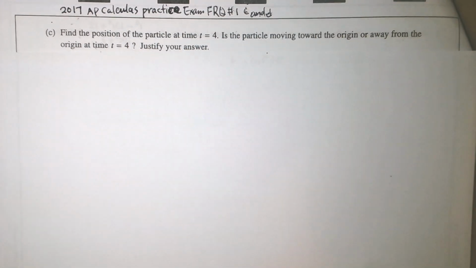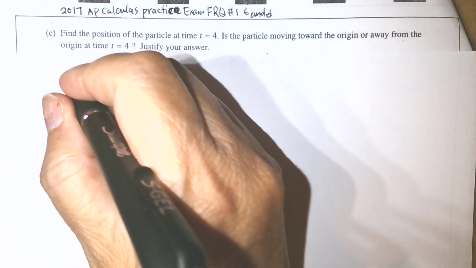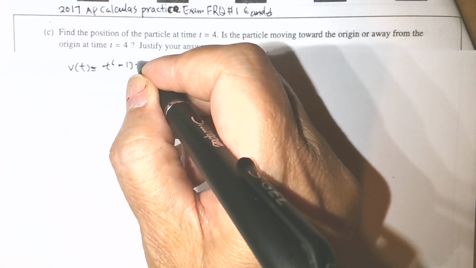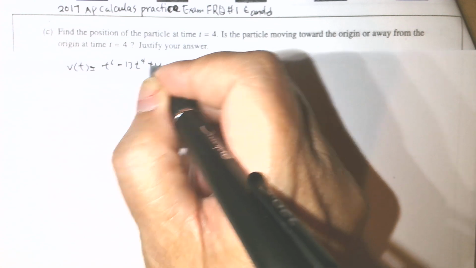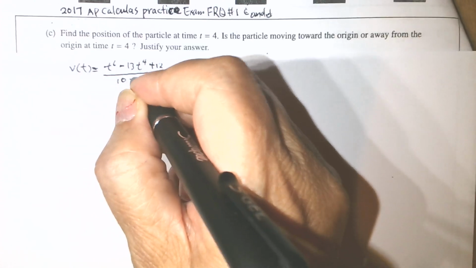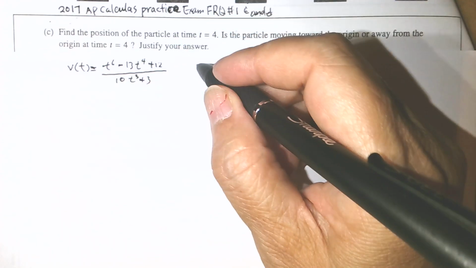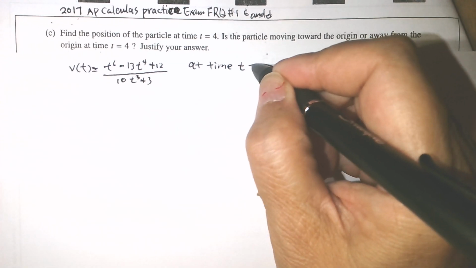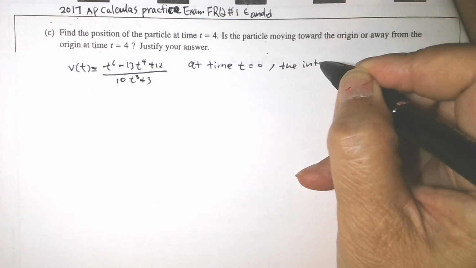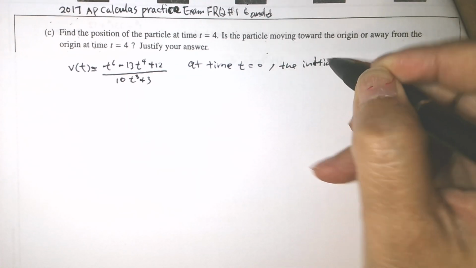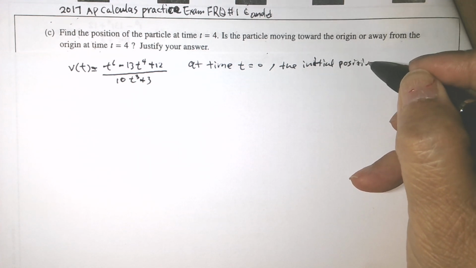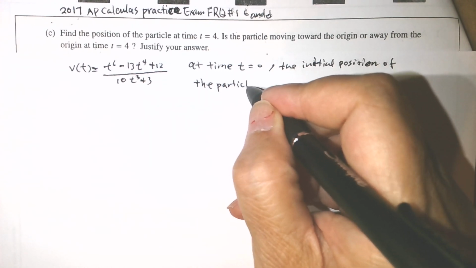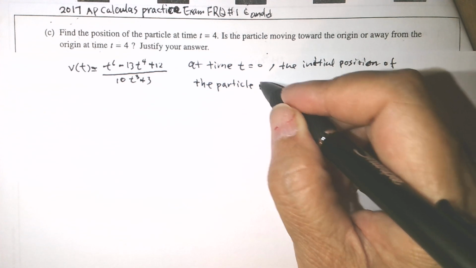So it's given the velocity function v(t) equal to t to the 6 minus 13 times t to the 4 plus 12 over 10 times t to the third power plus 3, and it also says that at time t equal to 0, the initial position of the particle is x equal to 7.